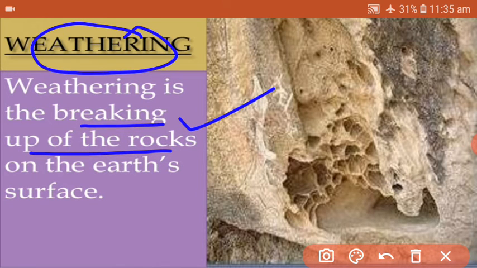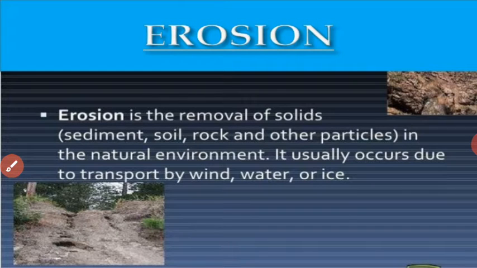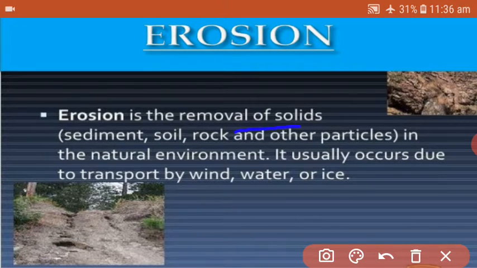If the breaking up of the rocks has taken place, that means it's only weathering. It can be caused by fast blowing wind or fast running water, and those agents we will be discussing later on. But what exactly weathering means is the breaking up of the rocks on the surface of the earth. Next you will find erosion. What exactly do we mean by erosion? Erosion means the removal of solids in the natural environment.